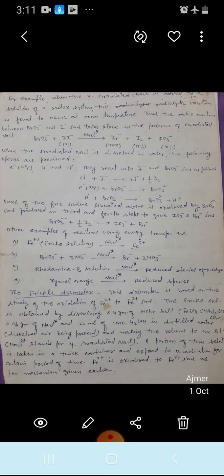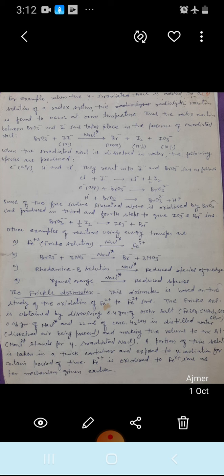The Fricke solution is obtained by dissolving 0.5 gram of Mohr salt. What is the Mohr salt? It is the double salt of ferrous sulfate and ammonium sulfate, and 0.06 gram of irradiated sodium chloride. What is irradiated sodium chloride? The sodium chloride which has been exposed to radiations, and 22 ml of concentrated sulfuric acid in distilled water.